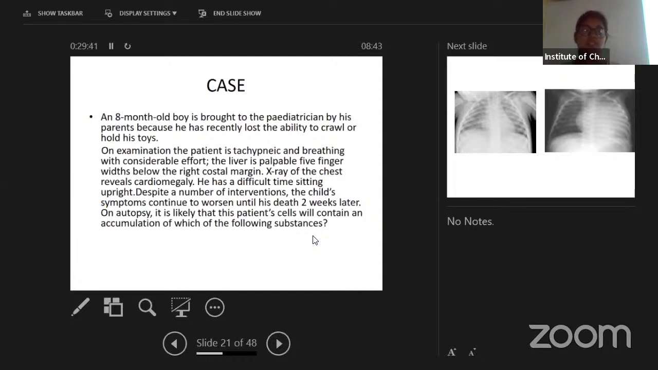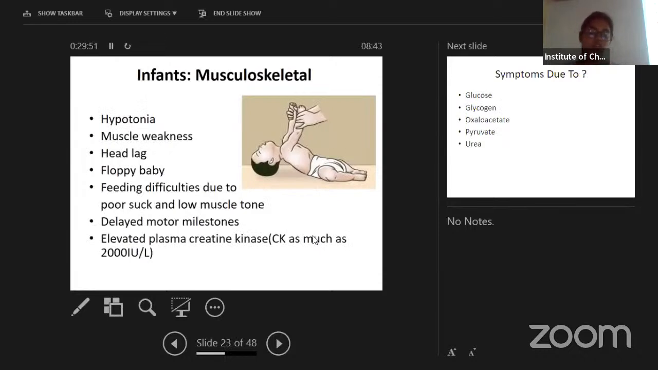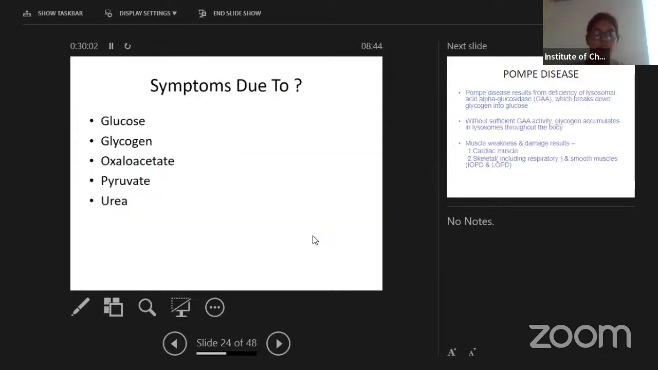On autopsy, it is likely that the patient's cells will contain accumulation of a substance. And this is the X-ray of that child with cardiomegaly. On examination, the child was floppy and hypotonic, and there was a history of feeding difficulty, delayed milestones, and elevated plasma creatinine level around 2000. So these were the symptoms due to accumulation of this substance.